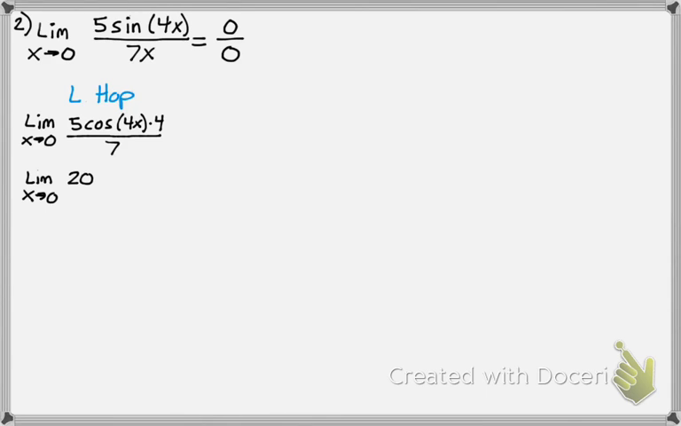This will be 20 cosine of 4x all over 7. So if you plug in 0, then cosine of 4 times 0 is cosine of 0, which is 1. So this will be 20 times 1, and then there's just a 7 on the bottom. So this is going to be 20 over 7.